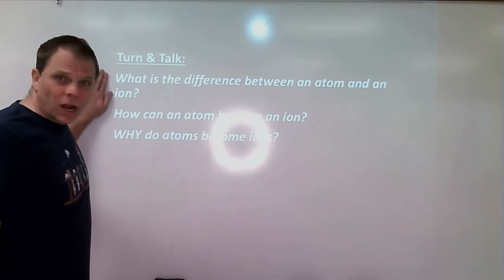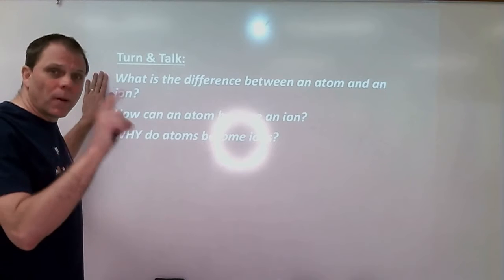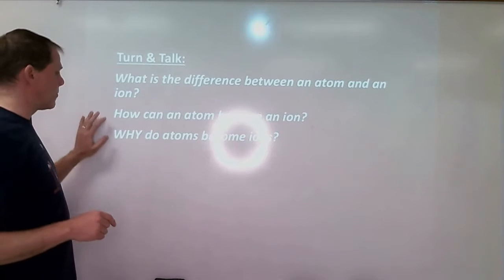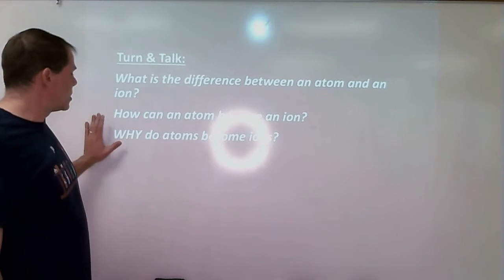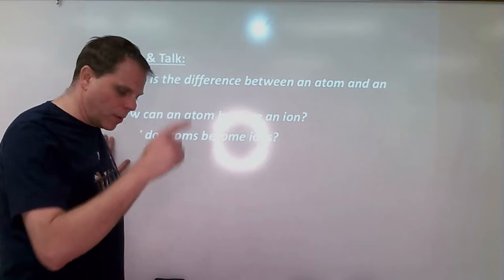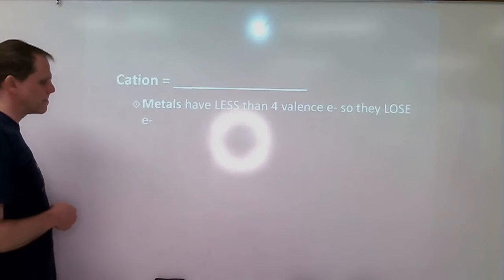An atom is not charged. An atom has the same number of protons as it does electrons. Ions will be unbalanced, and it's going to have a charge. How can an atom become an ion? By losing or gaining electrons. Why do atoms become ions? In order to get to a more stable energy state. Remember, they want to go to a lower potential energy state and to try to give away some of those electrons or gain some of the electrons in order to get to that more stable energy state.